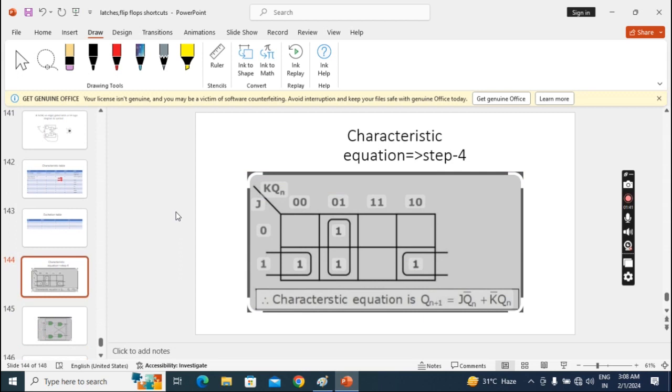So if you want to understand this properly, you have to see from the starting, the non-gated latches, then gated latches, SR, D flip-flop, then you have to come to JK, then you can understand well.